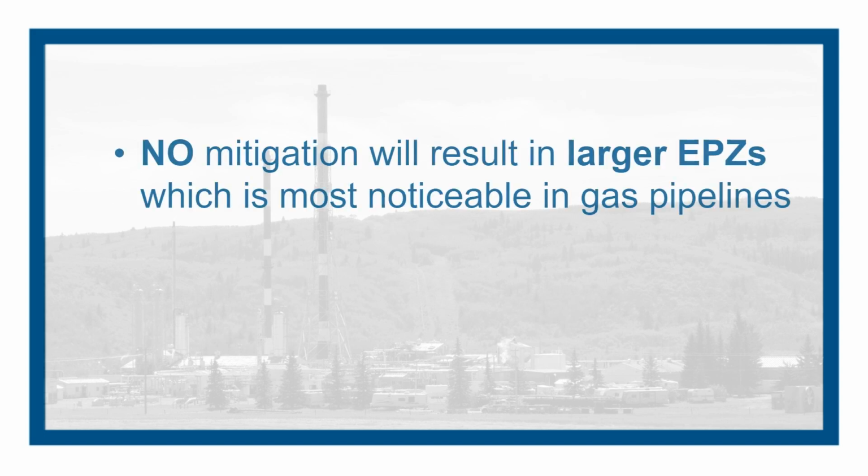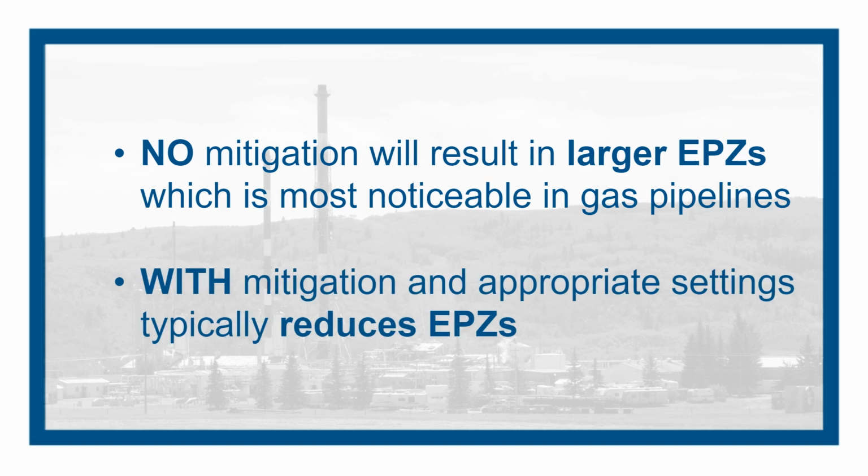In summary, if mitigation settings are not appropriately selected in the updated model, the EPZ distances may be considerably large and is most noticeable in the EPZs for gas pipelines. Modeling EPZs with mitigation will typically reduce the size of an EPZ compared to the EPZ calculated using the old model and is the new approach when using the AERH2S modeling tool.